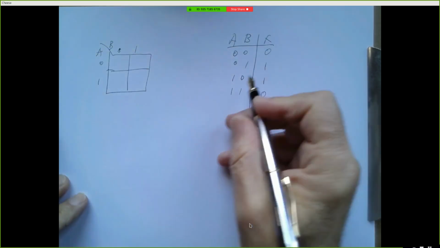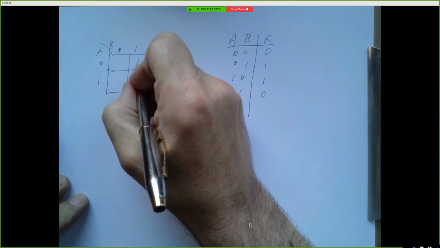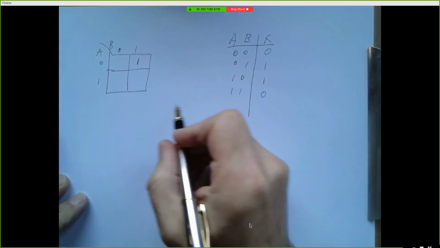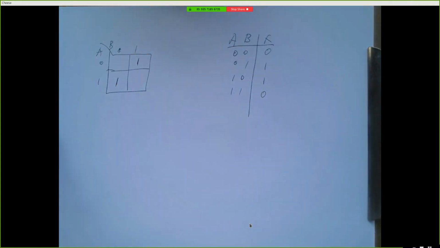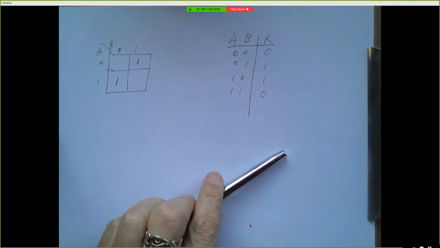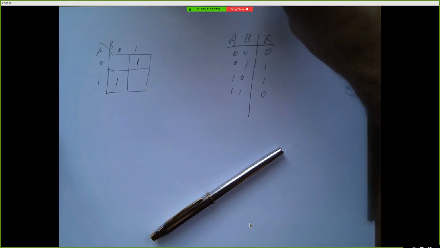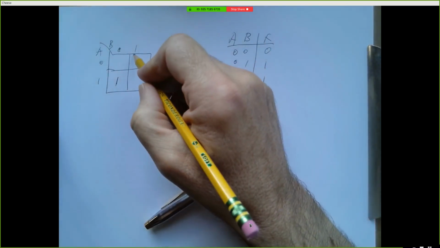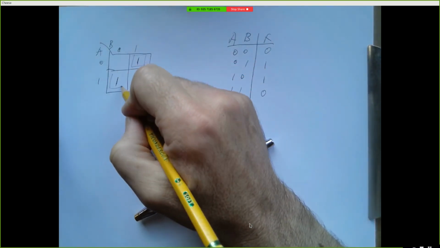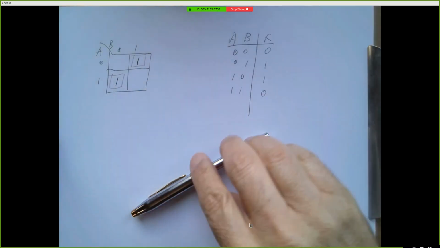And if we put the 1s in here, while A is 0, B is 1 is right there, and A is 1, B is 0 is right there. And this is the really sad case, because no matter how clever we are, the best cover we can find is just a 1 by 1 rectangle around these.